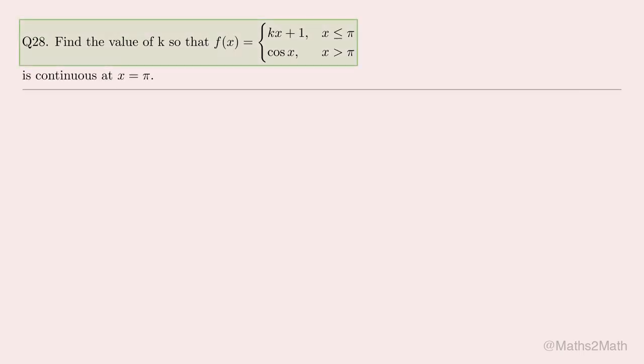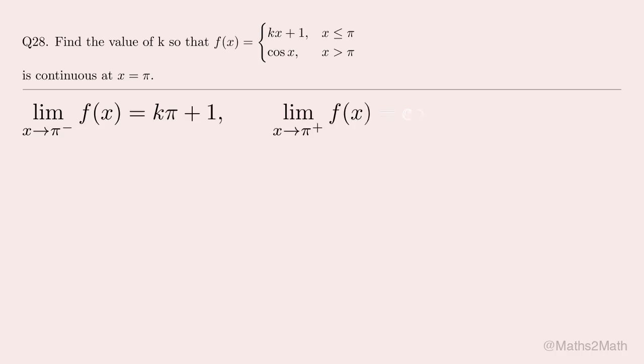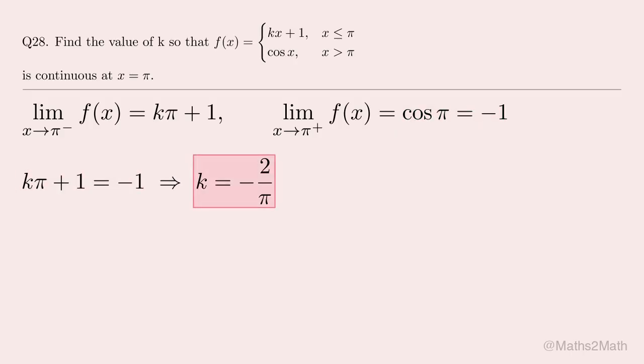Question 28. A line with slope k must meet the cosine curve at x equals pi. Cosine of pi is -1, which sets the target for the line. Left limit k pi plus 1, right limit cosine pi, which is -1. Equate and solve for k.